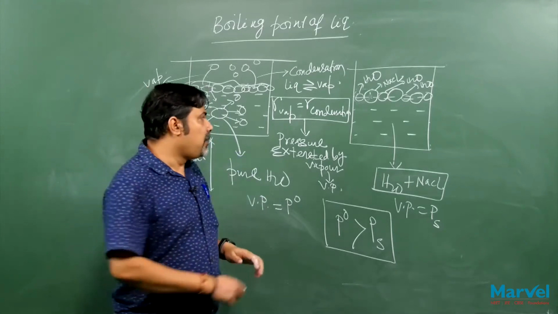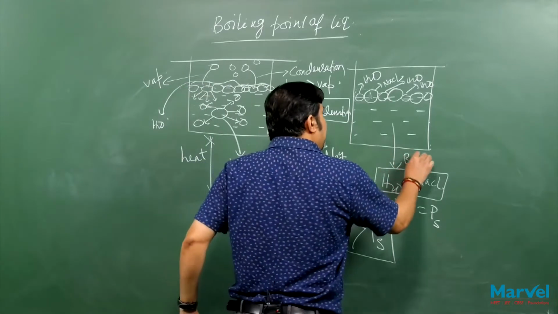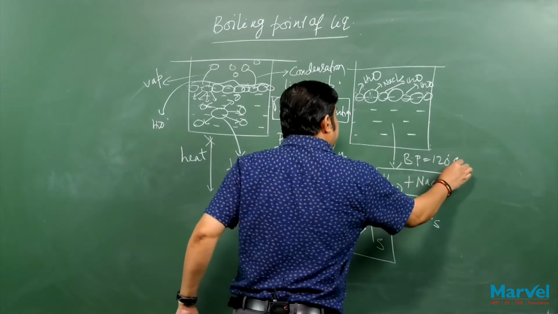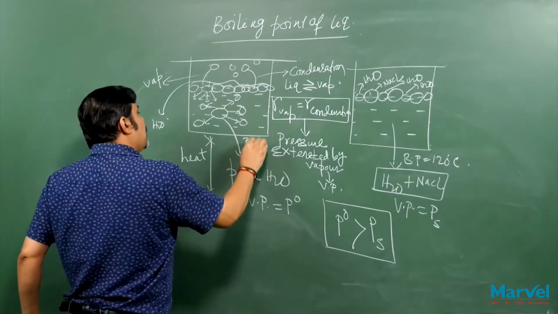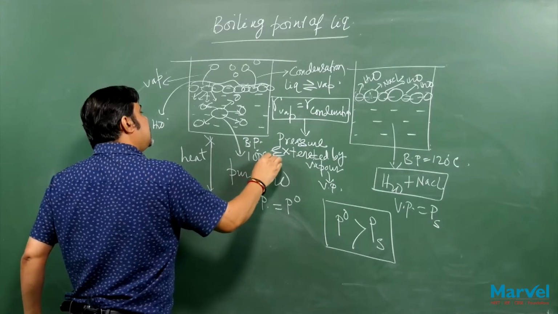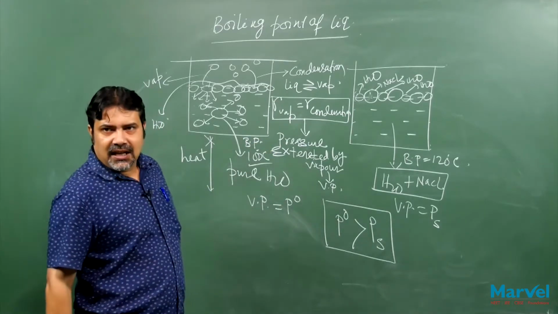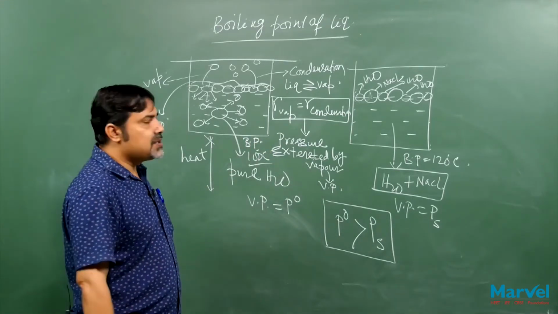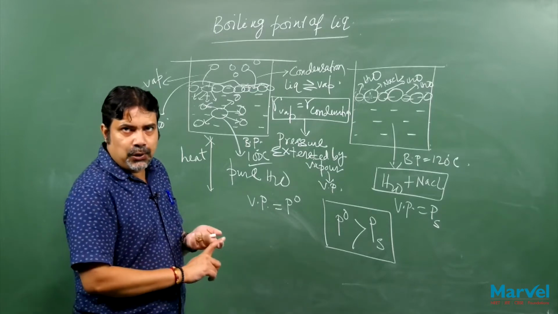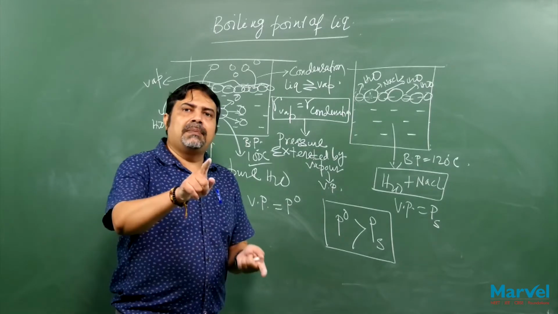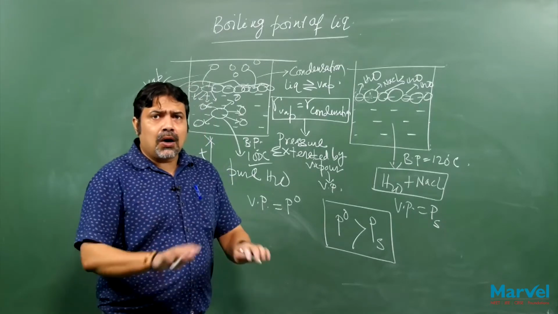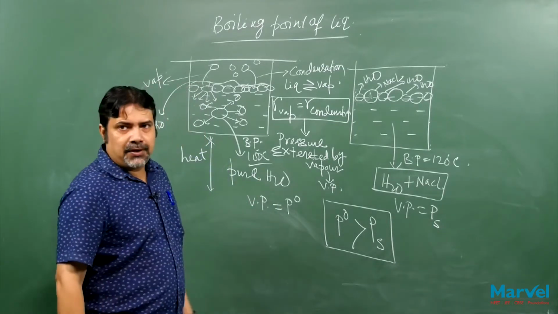That is why the boiling point of a salt solution is around 120 degrees centigrade, whereas the boiling point of pure water will be 100 degrees centigrade. Got the point, my dear student? So these are the understanding. First you need to know the vapor pressure of a pure solvent will be greater than the vapor pressure of a solution. Why? All that logic I explained over here.